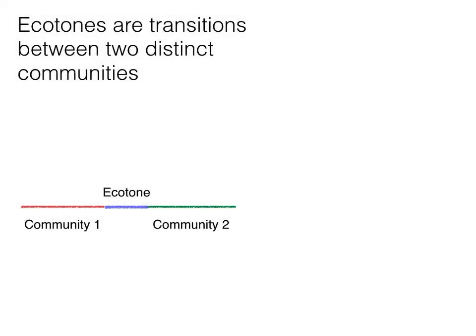When we study communities and how they change over space, there are distinct areas of transition between different communities. These transitions between two distinct communities are called ecotones. This simple line diagram here illustrates the concept in which two different communities, 1 and 2, grade into one another through a transition zone that we call an ecotone.